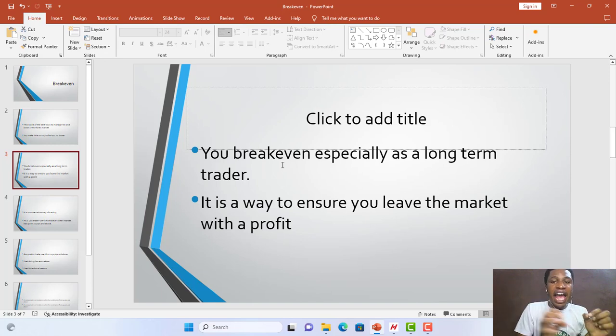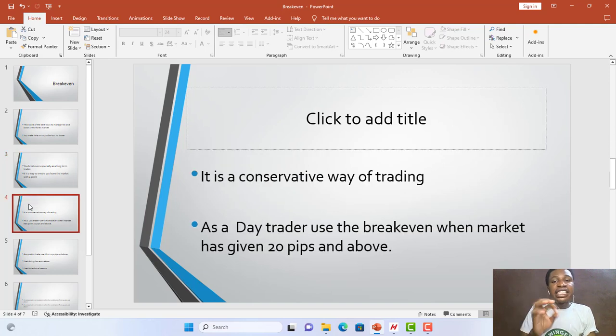You break even, especially as a long-term trader. It is a way to ensure you leave the market with a profit or no profit but without a loss, right? It is a conservative way of trading. As a day trader, use the break even when the market has given you 20 pips and above. Before I talk about using break even as a day trader, let me quickly show you how it is on the chart.